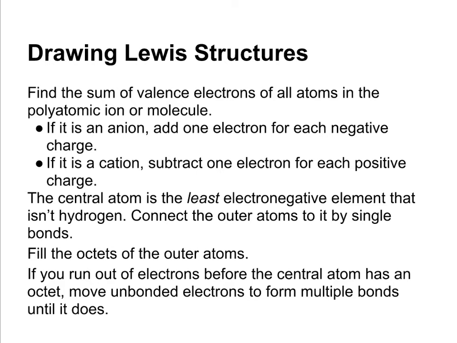You're going to connect the central atom to the outer atoms by drawing single bonds that represent 2 electrons. The next step is to fill out the octet of the outer atoms. That means you want to draw dots, or valence electrons, around them so that they have 8 total valence electrons, counting the bond that you've drawn to the central atom. And if you run out of electrons before the central atom has an octet, or before the central atom has 8 electrons around it, you need to move unbonded electrons to form multiple bonds until it does.